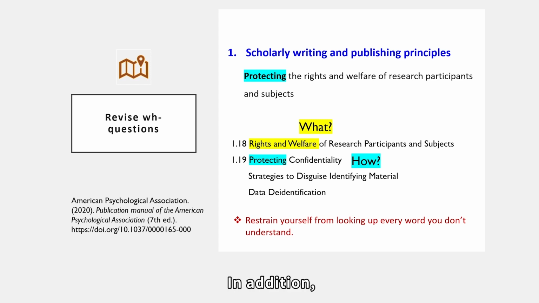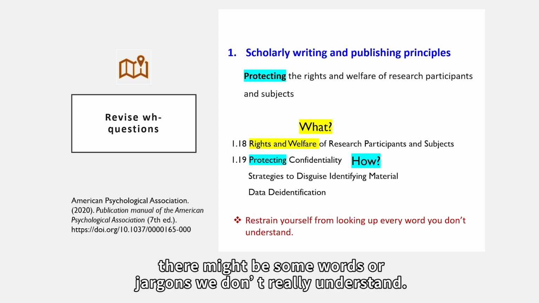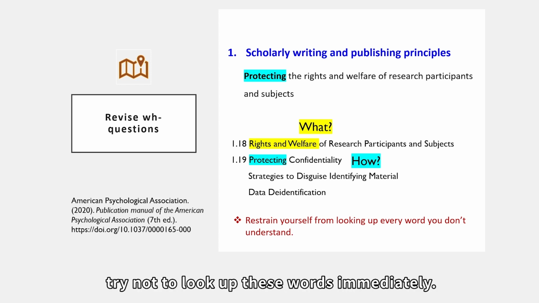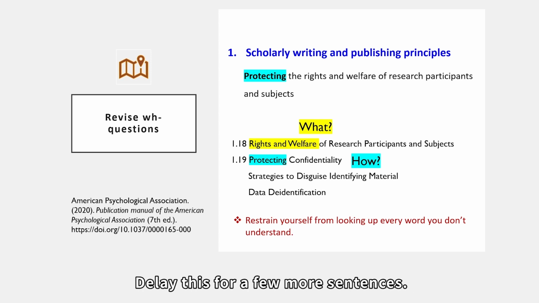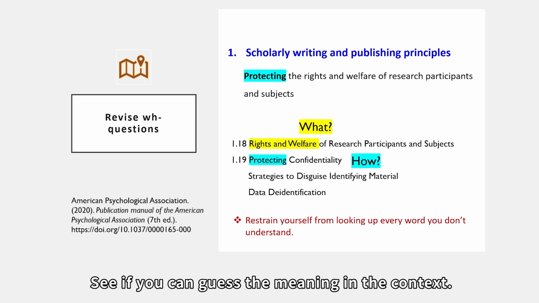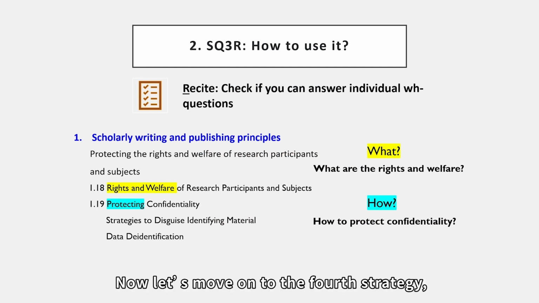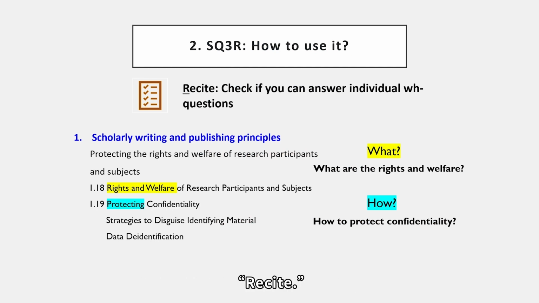In addition, in the reading process, there might be some words or jargon we don't really understand. In this case, try not to look up these words immediately. Delay this for a few more sentences, see if you can guess the meaning in the context. If you read the same words constantly, that means they are important and worth a brief pause to look them up. Now, let's move on to the fourth strategy, Recite.